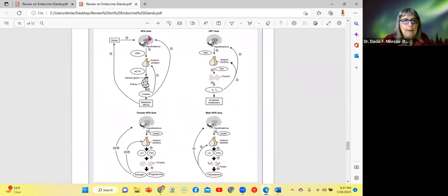So we've got the HPA axis. In this example, we've got how the stress occurs and the metabolic effects. We need to go over this because this is something that we see all the time, and the deleterious disease effects of chronic stress. Then I'll show you the female versus the male. And of course, in here, we're going to look at the metabolism and how we can increase our metabolism.